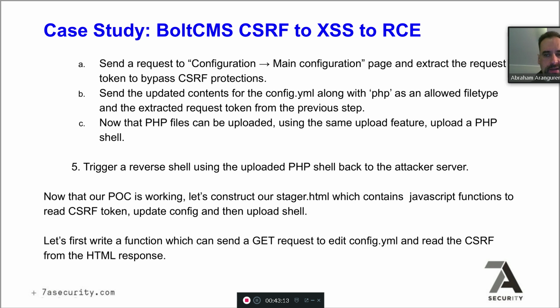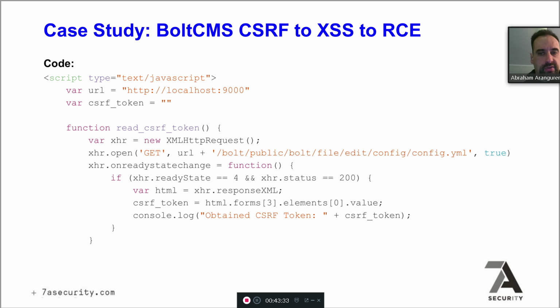Now that our proof of concept is working, we can construct our stager.html, which contains JavaScript functions to read the cross-site request forgery token, update the configuration, and then upload the shell. We can first write a function which can send a GET request to edit the config.yml file and read the cross-site request forgery token from the response, right? So this is how this looks.